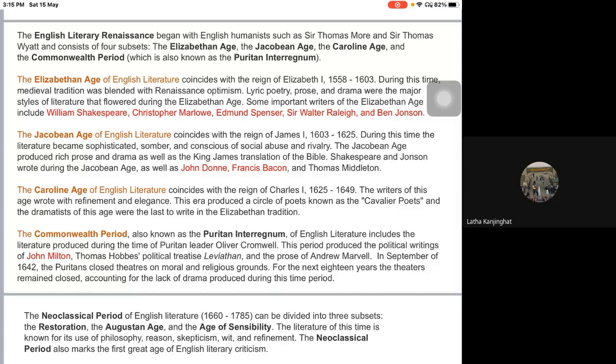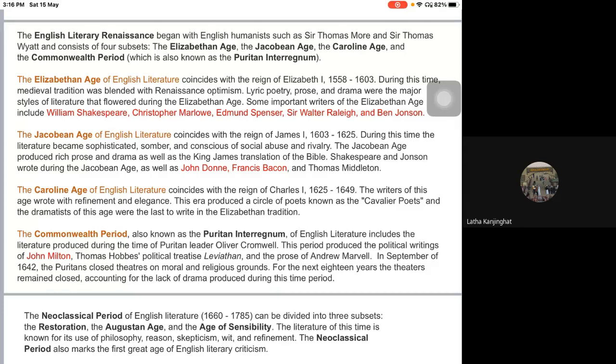Then we have the Caroline age of English literature, which coincides with the reign of Charles I from 1625 to 1649. The writers of this age wrote with refinement and elegance. This era produced a circle of poets who were known as Cavalier poets, and dramatists of this age were the last to write in the Elizabethan tradition.